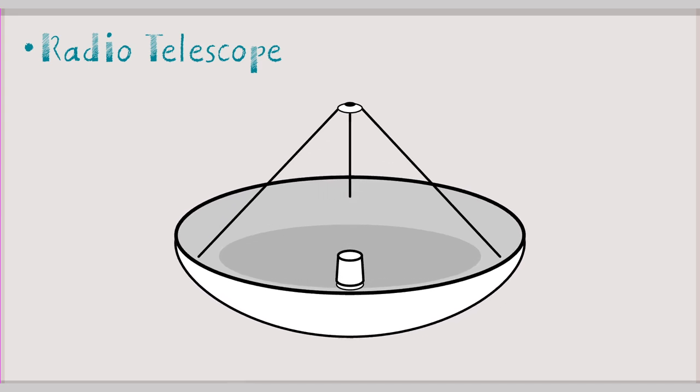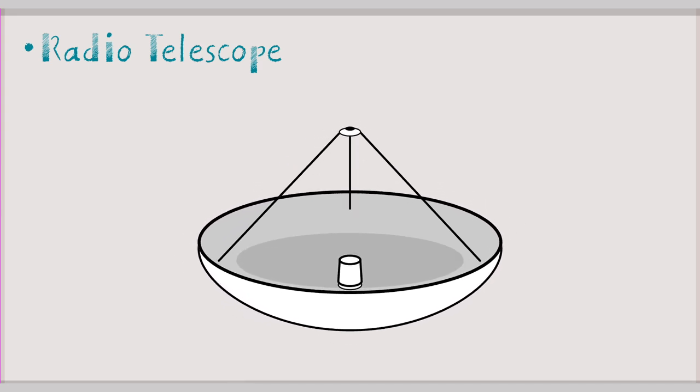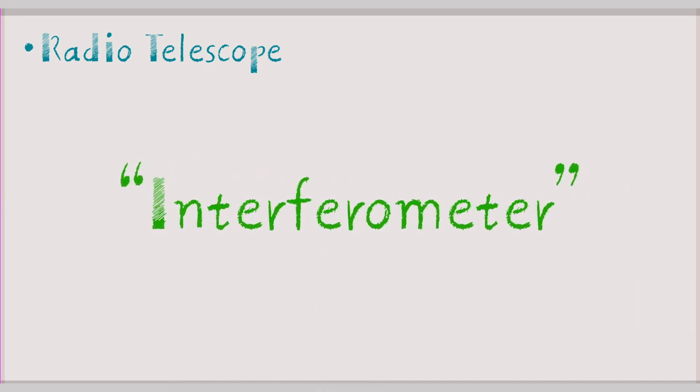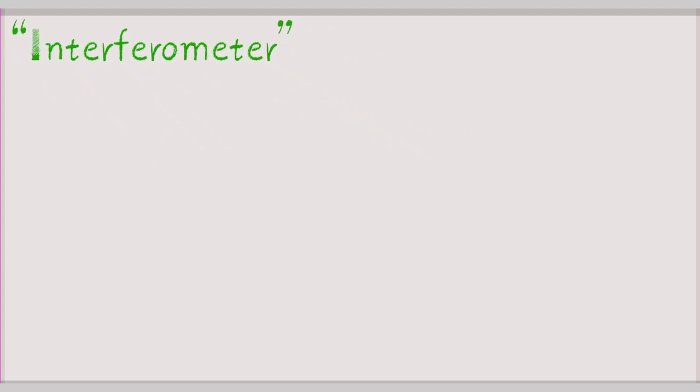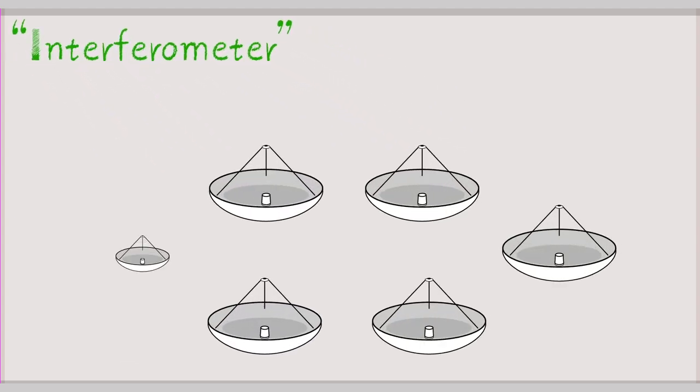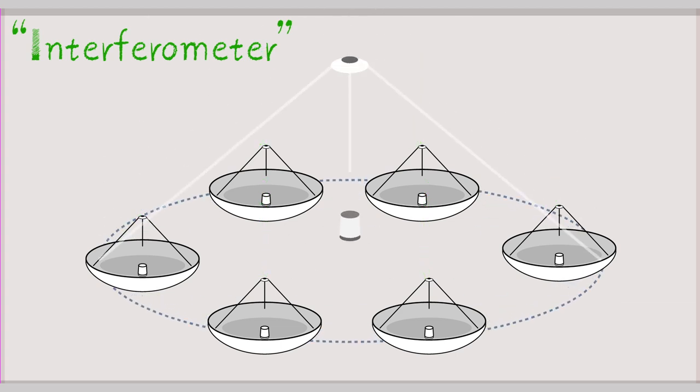To make up for this shortcoming, an ultra-large electron telescope was manufactured, and interferometer technology was used. Interferometer technology connects multiple electron telescopes and interferes signals with each telescope to form a single large telescope.